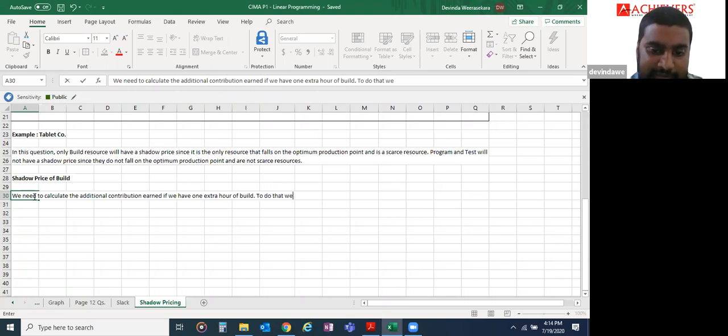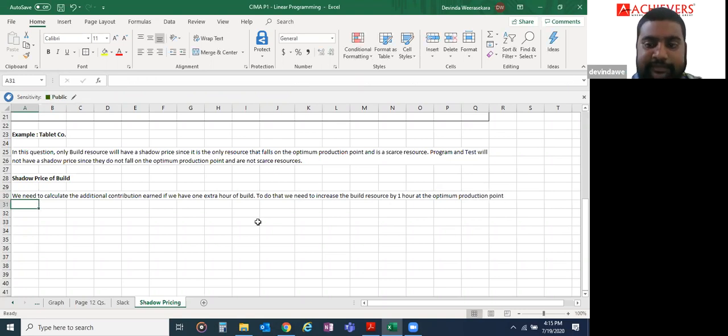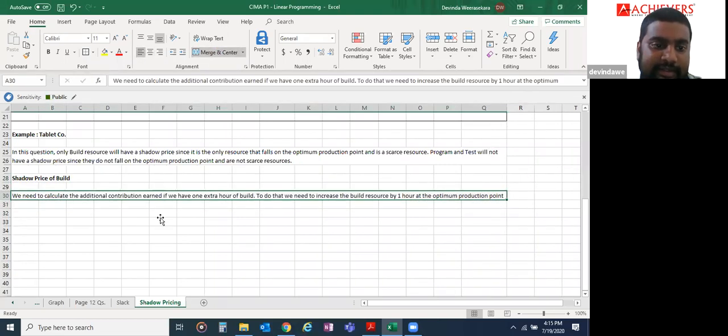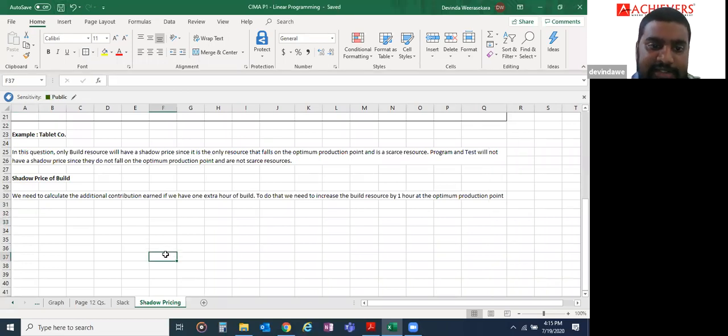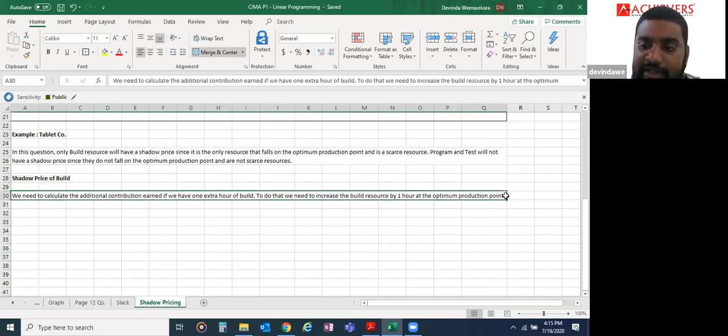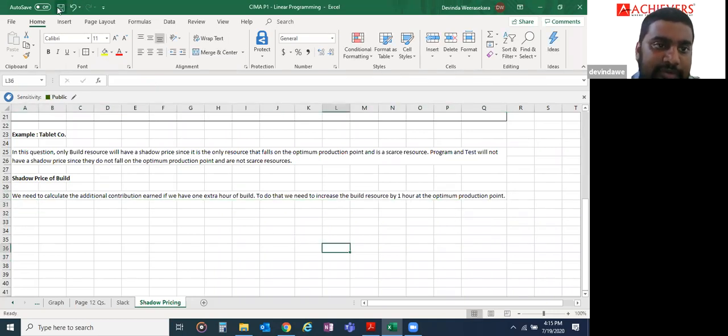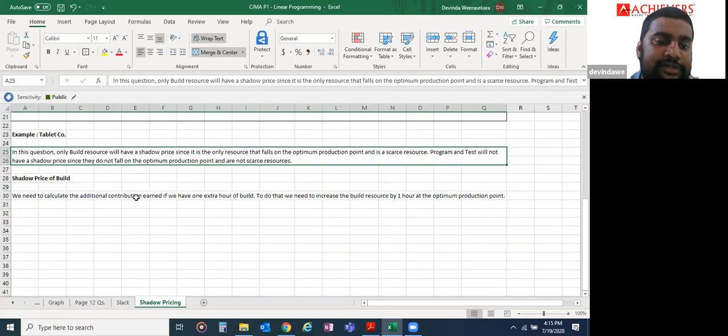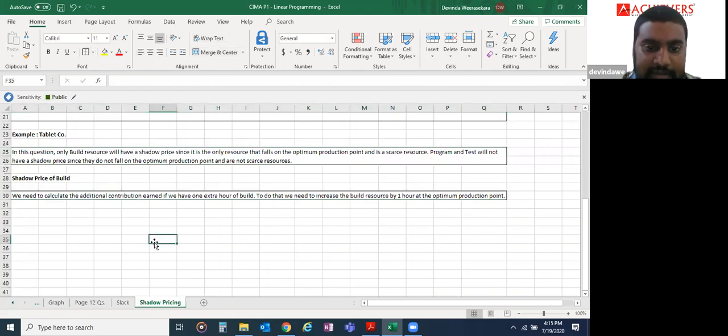To do that, we need to increase the build resource by 1 hour at the optimum production point. So we need to find out what additional contribution we will earn if we have 1 extra unit of build or 1 extra hour of build. How we are going to do that is we are going to increase the build resource by 1 hour at the optimum production point.